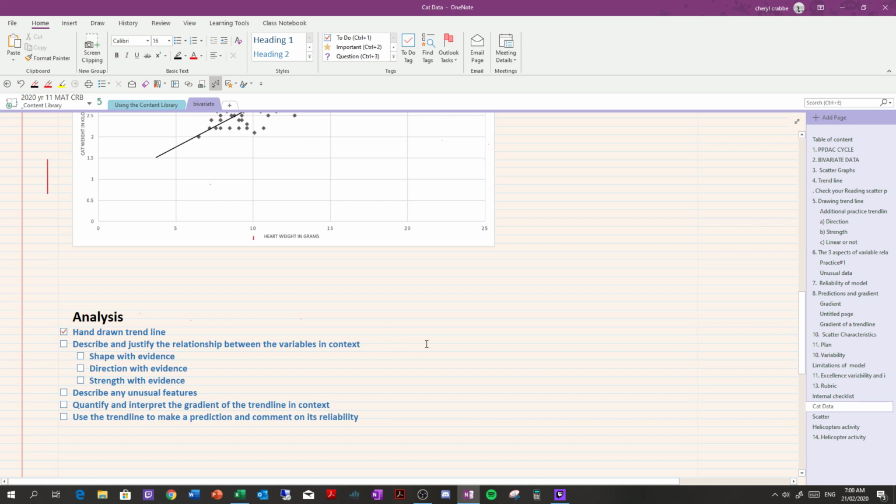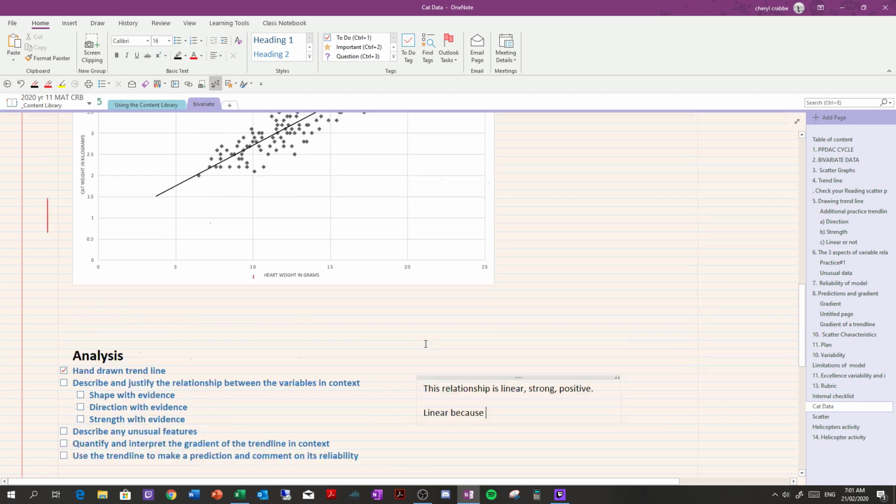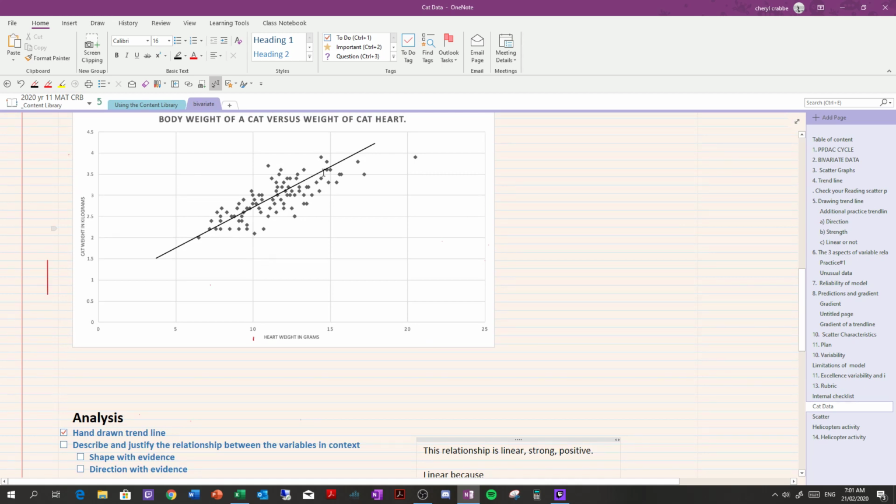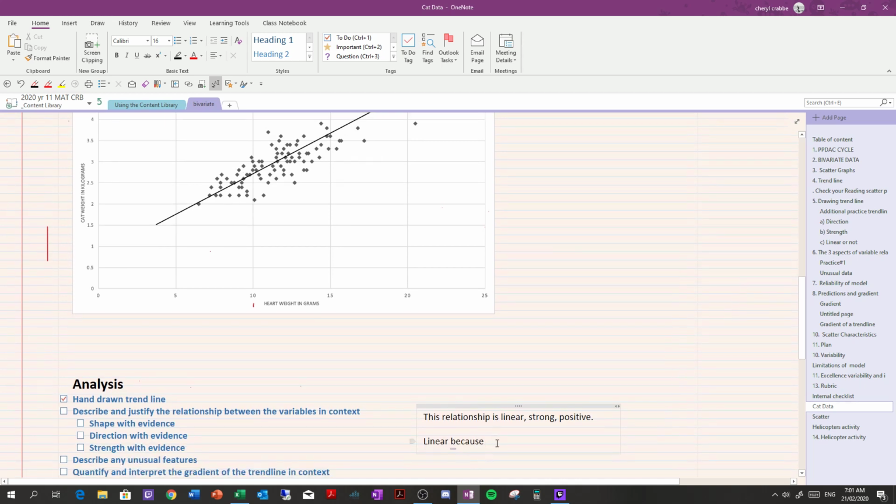So we talk about the fact that this relationship is linear, strong. I'm going to say it's strong. Some might say moderately strong, and positive. Okay, so that's basically the shape, the direction, and the strength. Now we have to give justifications for those. Evidence. Linear because all the dots basically follow the trend line in a straight, steady pattern.